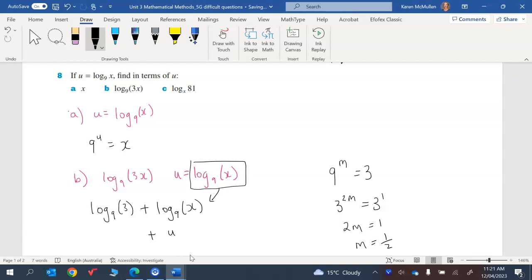Or you could already tell that m is going to be equal to 1/2 because the square root of 9 is equal to 3, and hopefully you know your rational indices. So this is going to be just 1/2. So this expression in terms of u is 1/2 plus u.